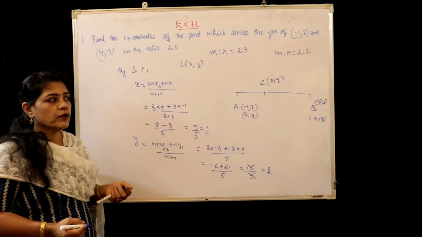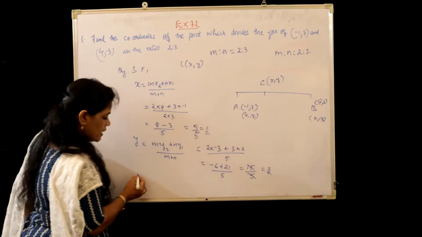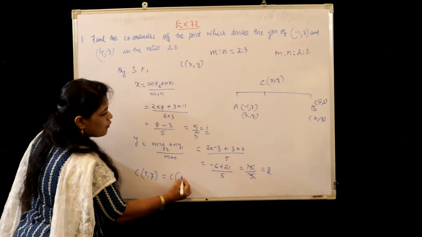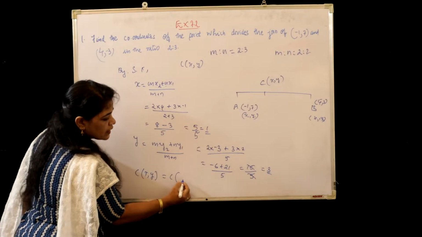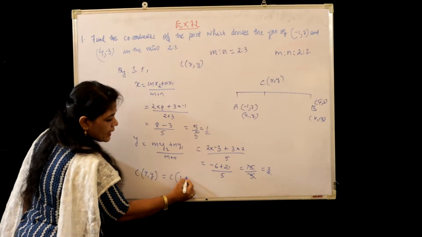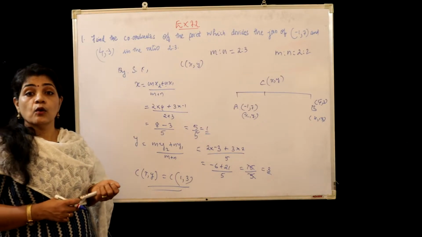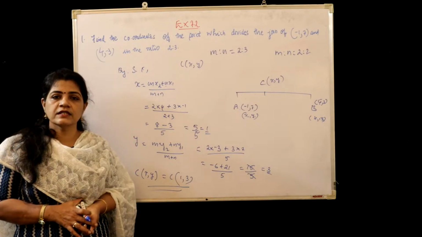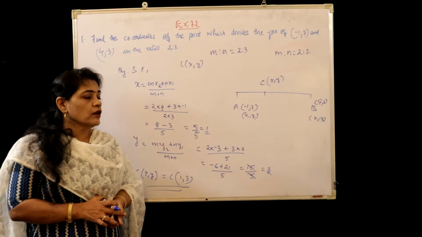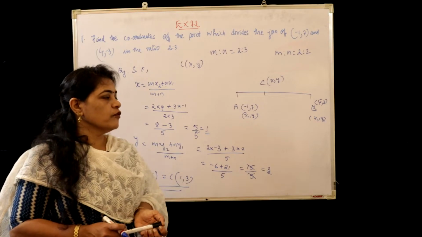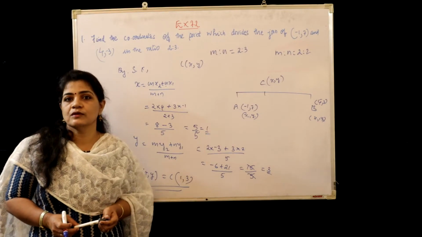So which is the required point? That is C(x, y). In place of x you got 1 and y is 3. So this is the point, the coordinates of the point C which divides the line joining A(-1, 7) and B(4, -3) in the ratio 2:3.